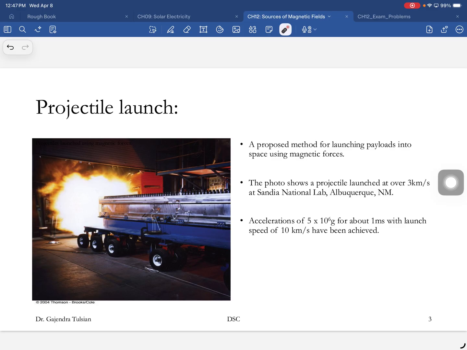So, accelerations of 5 million Gs. What does that mean? 5 million times the force of gravity.